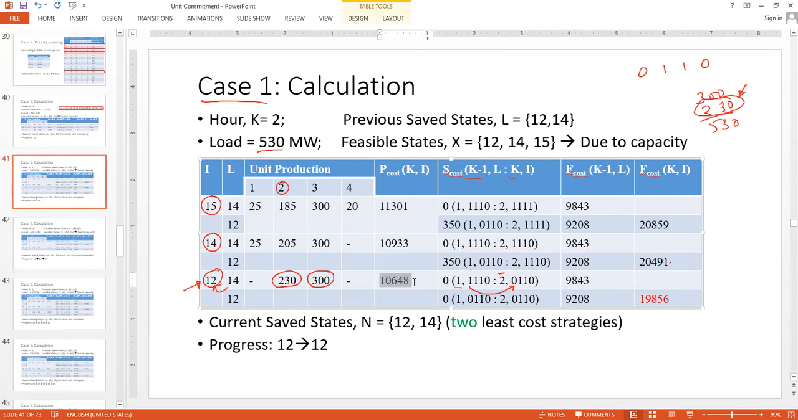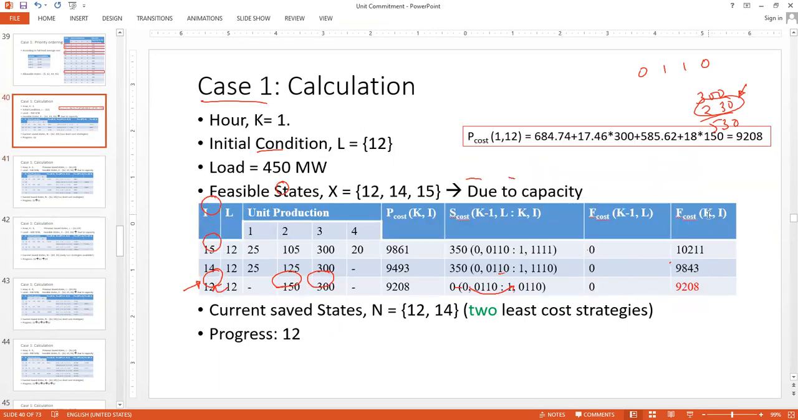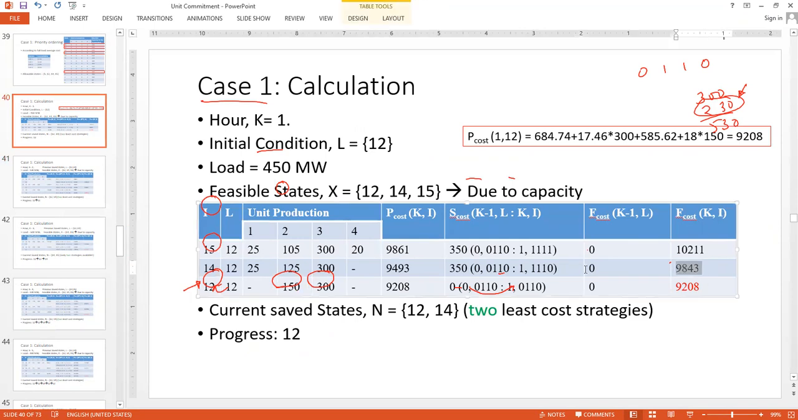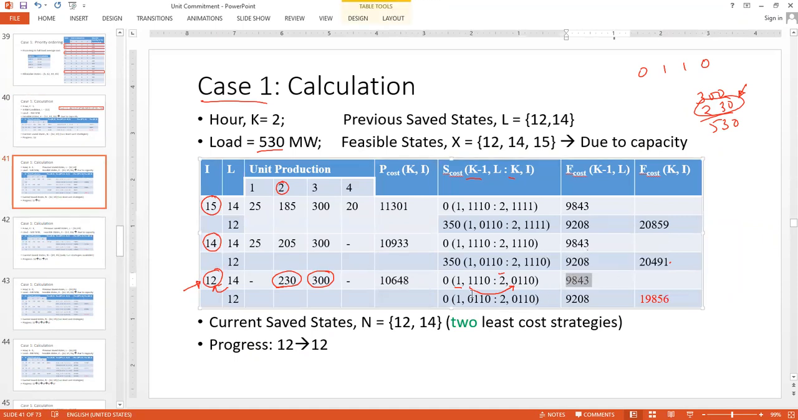This is the P cost. So F cost K minus 1 L will now come from here: F cost K I at state number 14, which is 9843. State number 14 is the previous state, and this is the next state we are considering, going from 14 to 12.